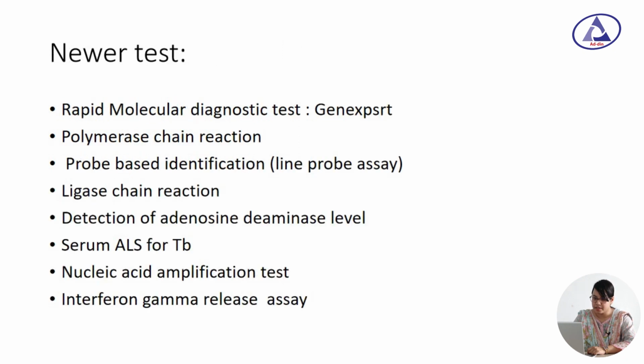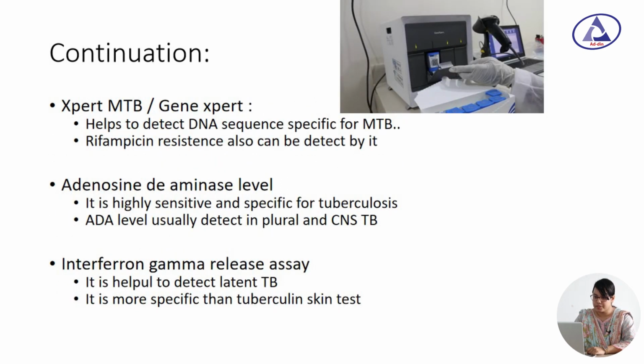Newer tests, rapid molecular diagnostic tests, which are GeneXpert, polymerase chain reaction, probe-based identification, ligase chain reaction, detection of adenosine deaminase level, serum ALS for TB, nucleic acid amplification test, interferon gamma release assay. Xpert MTB or GeneXpert helps to detect DNA sequence specific for MTB. Rifampicin resistance can also be detected by it.